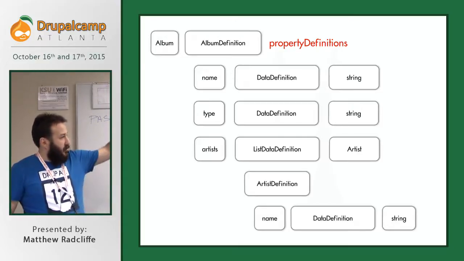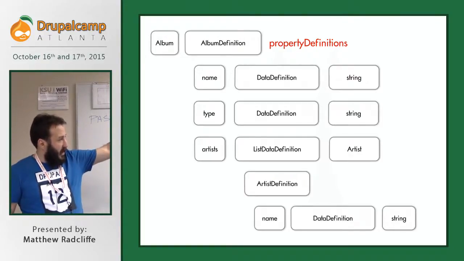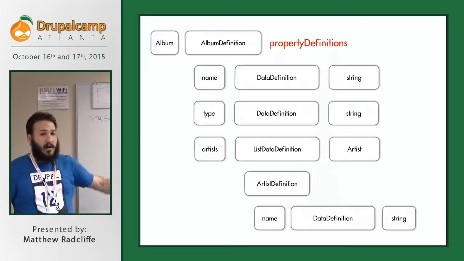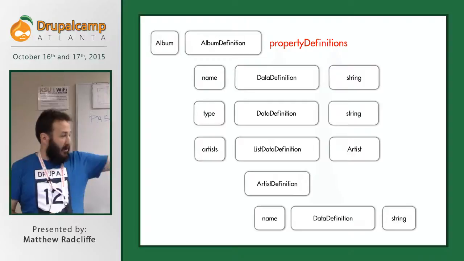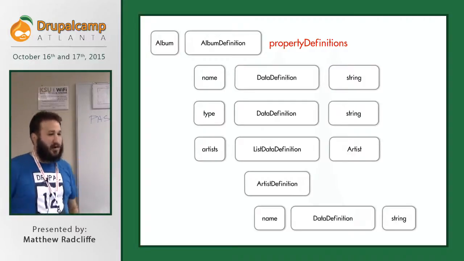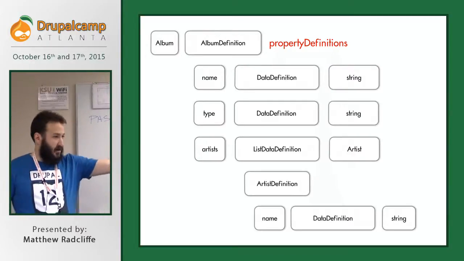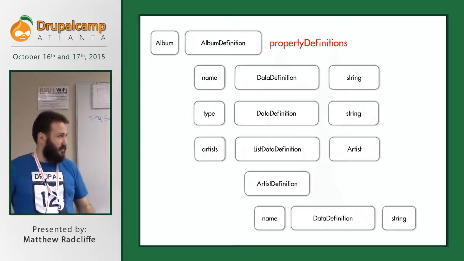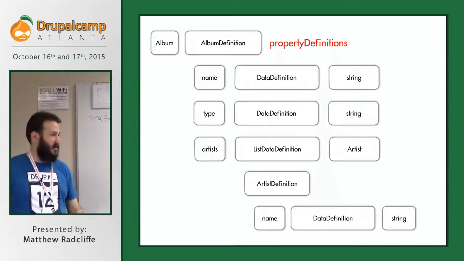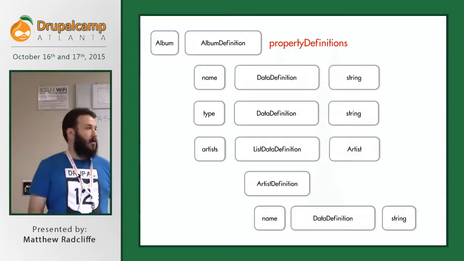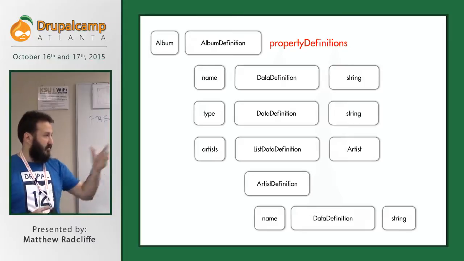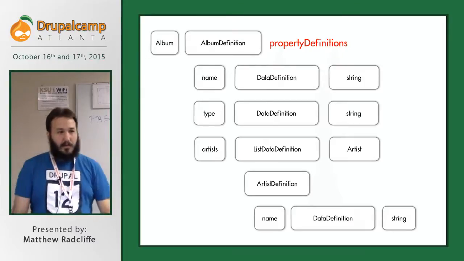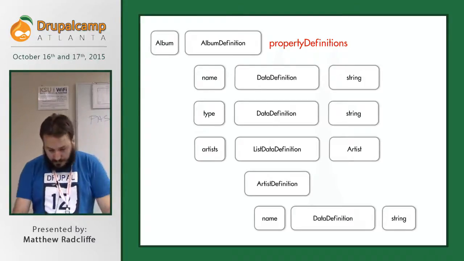would contain properties for the name, the type, and the artist. Then I'd have an artist data type with an artist definition class, and that artist definition class would have its own property definitions with, say, a name data definition that says it has a property called name, it's a string, and it could have a label and a description defined by that public method.